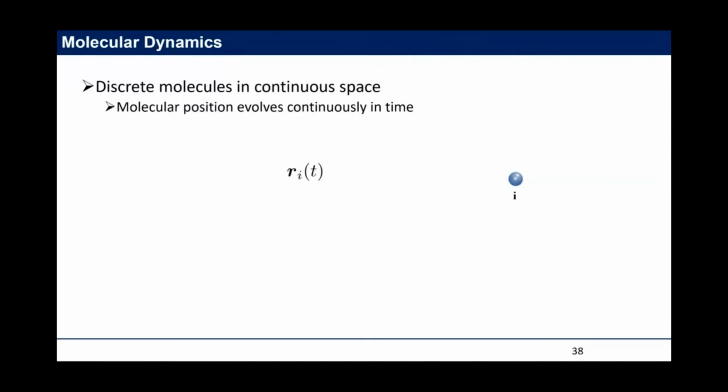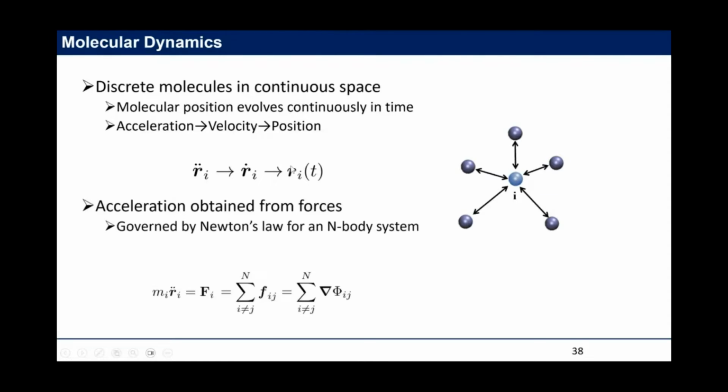So MD is basically just solving Newton's law for individual discrete molecules. You get the positions by integrating the accelerations to get the velocities and the velocities to get the positions. And then you calculate the accelerations by using Newton's law. So you're adding up the forces on that molecule from its interaction with all other molecules.